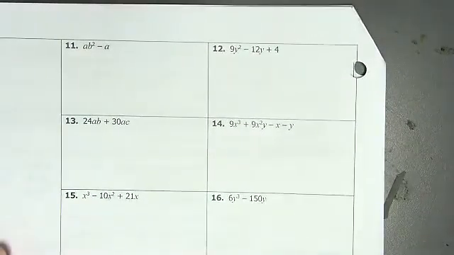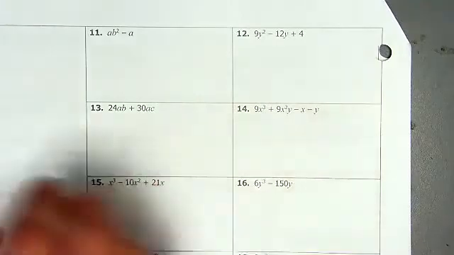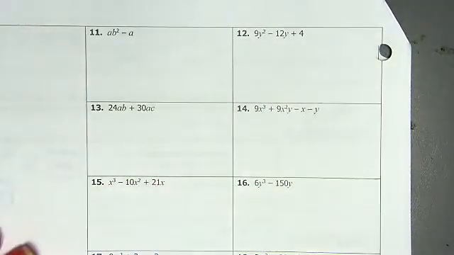Again, remember the first thing that we look for is to see, is there a GCF? Actually, I'm not going to do number 12. I'm going to do number 11. Forget number 12. Number 12, we've done one like it already. So I'm going to look at number 11.